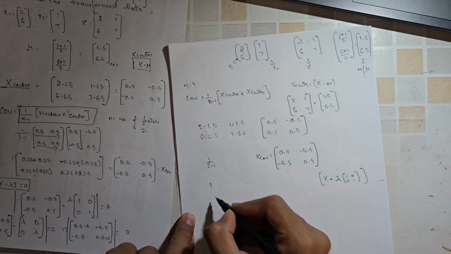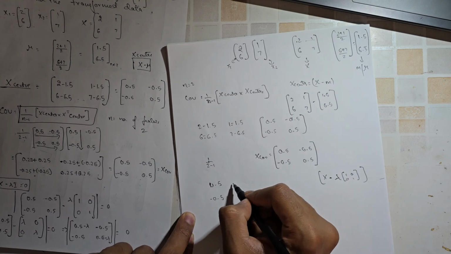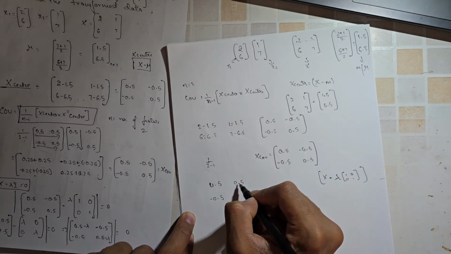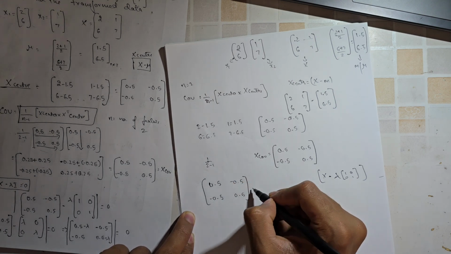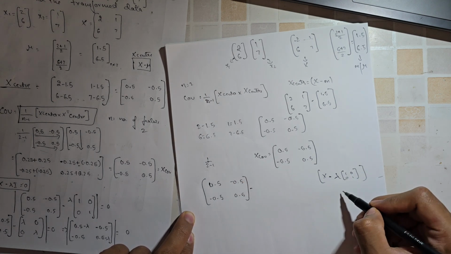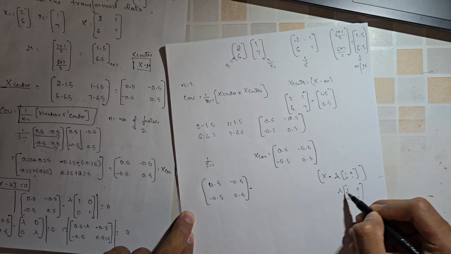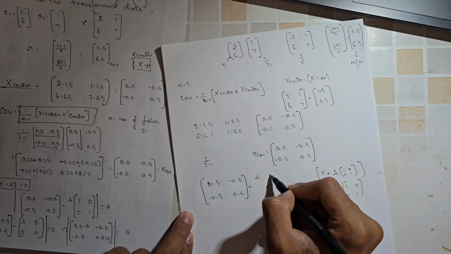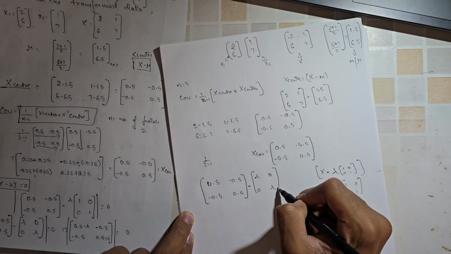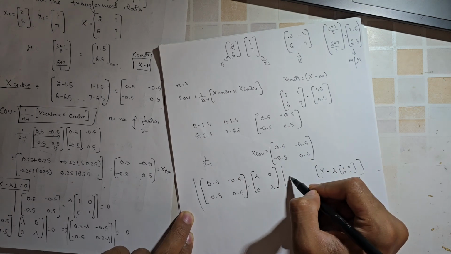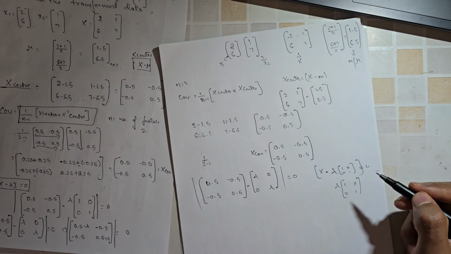So again I'll just write it down: 0.5, minus 0.5 as it is, minus 0.5, 0.5. Okay, then you have to subtract lambda into the identity matrix, lambda into 1 0 0 1. You just have to multiply. So lambda into 1 is lambda, lambda into 0 is 0, 0, and lambda into 1 is lambda again. Okay, you have to take the determinant of this thing, which is equal to 0, which basically says directly that this equation equals 0.